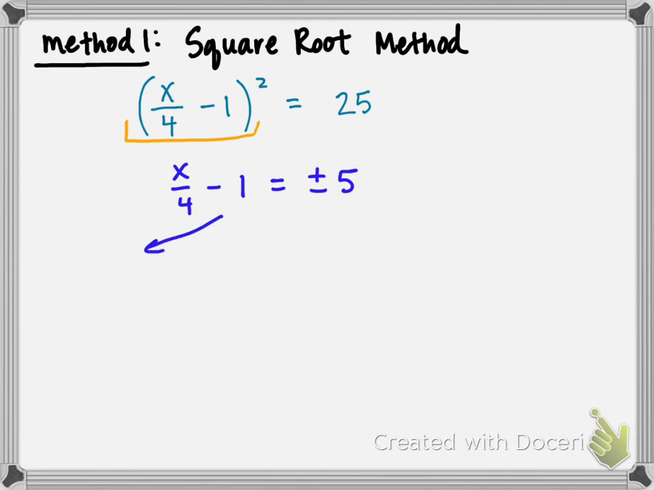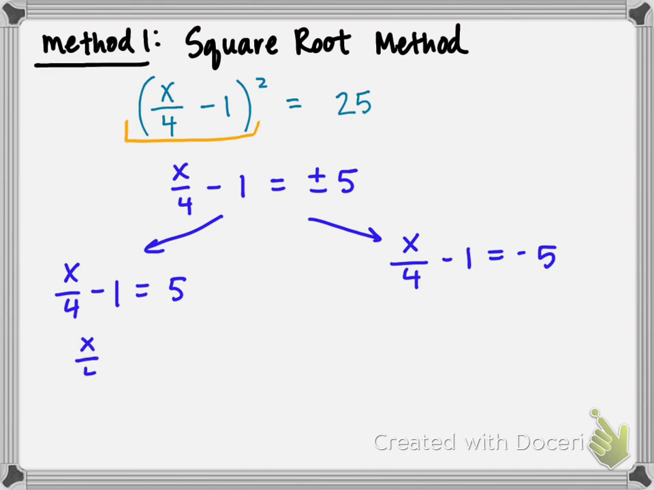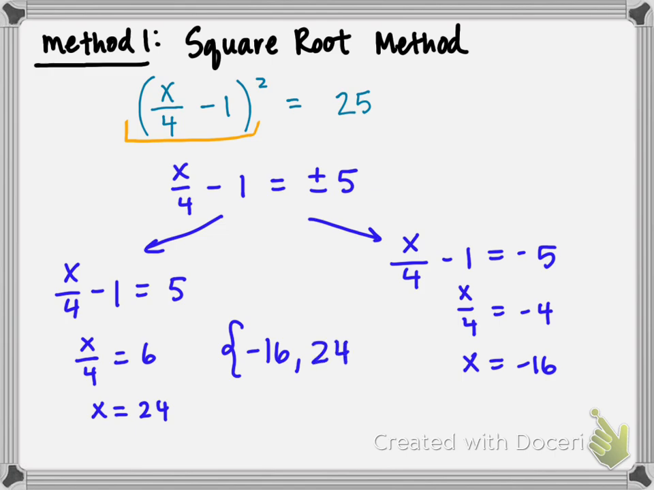From there, I'm going to create two cases, similar to solving absolute values. I'm going to say x divided by 4 minus 1 is equal to 5, and x divided by 4 minus 1 is equal to negative 5. Then you solve for x appropriately. On the left equation, we have x divided by 4 is equal to 6. Multiply both sides by 4, x is equal to 24. On the right equation, you add 1 to both sides, so x divided by 4 is equal to negative 4. Multiply both sides by 4, x is equal to negative 16. Final answer goes in solution set notation. I like to put the negative number first, then the positive, and then we're done.